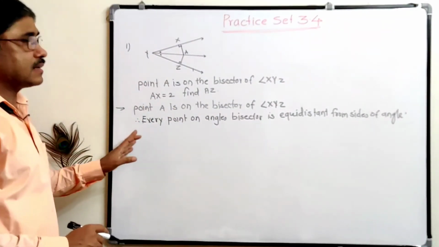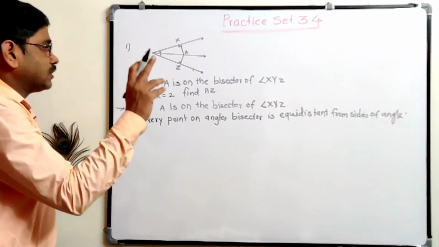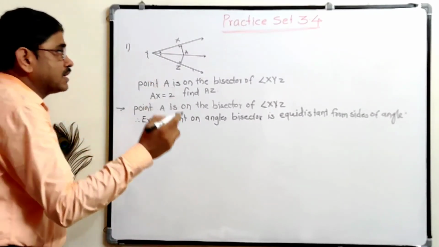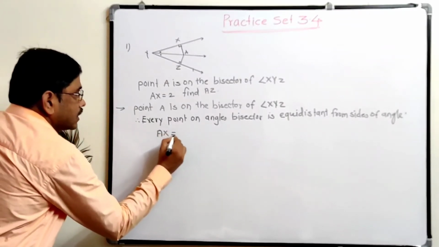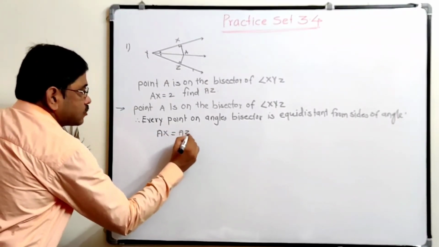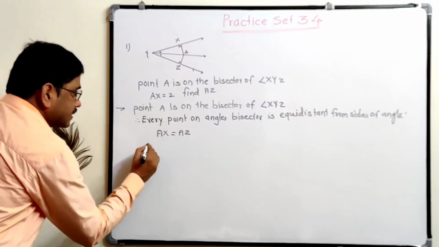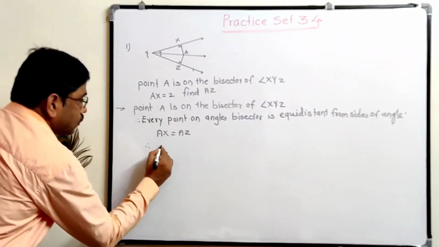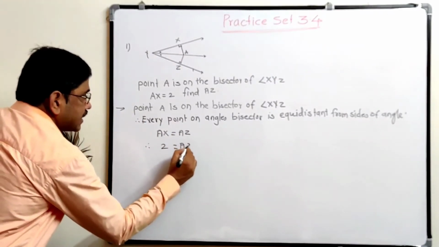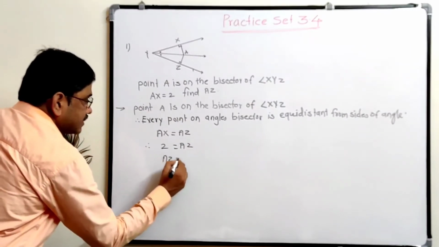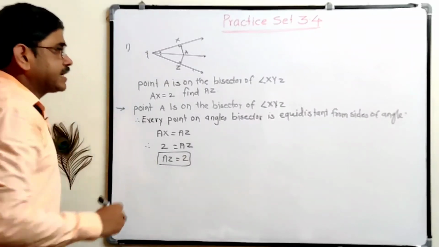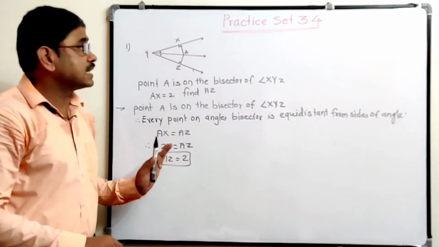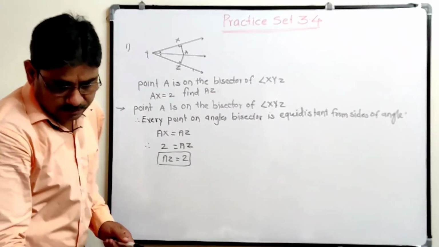Here we are expected to write the statement: every point on the angle bisector is equidistant from the sides of the angle. Therefore AX is equal to AZ. AX is given as 2, so 2 is equal to AZ, and therefore AZ is equal to 2. In this way we can easily solve the sums from practice set 3.4. This is the first. Now let us see the second sum.